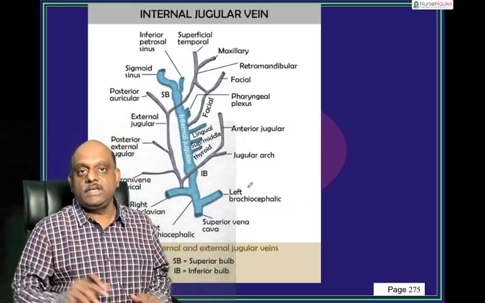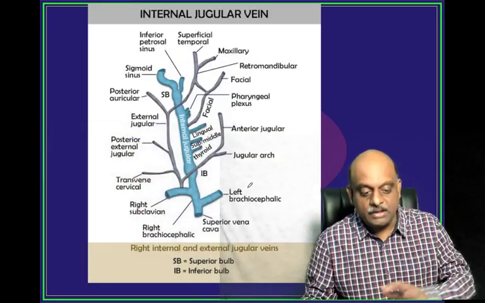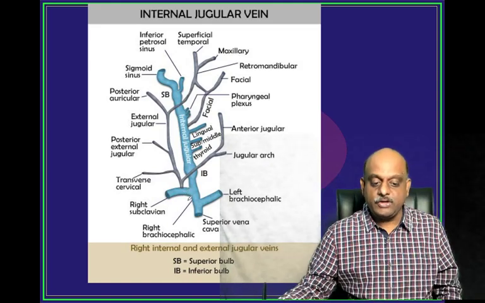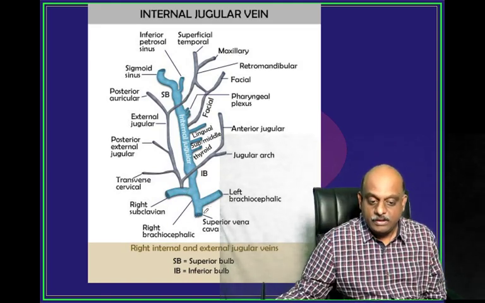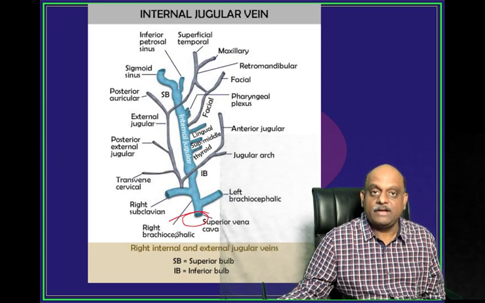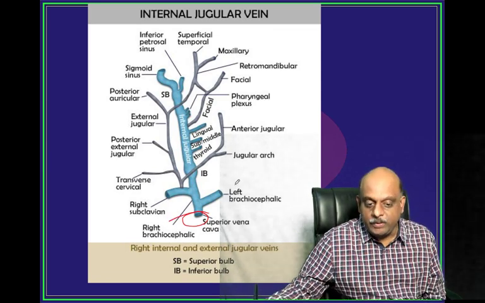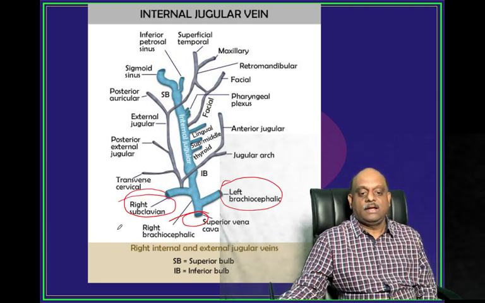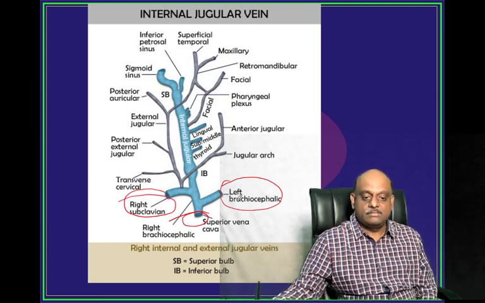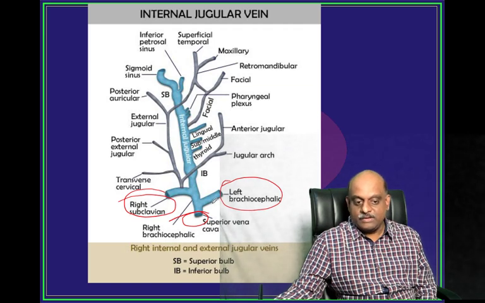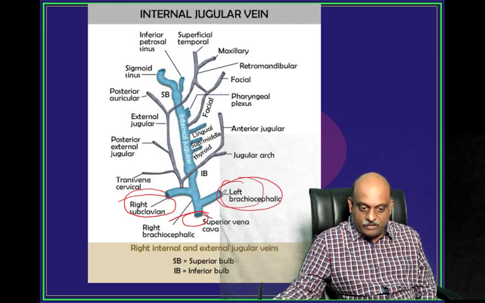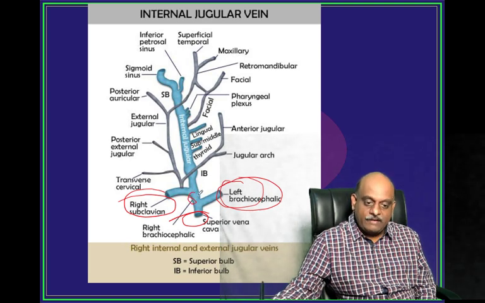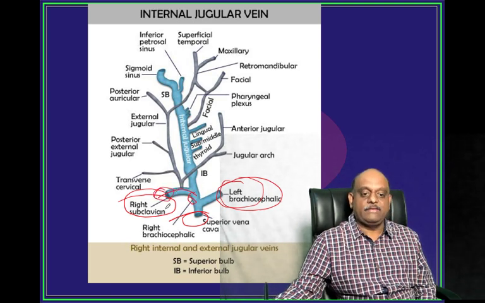So once more, this is a very important graphic that you have to be very sure about. See, this is the superior vena cava. Who is draining into it? Left brachiocephalic and right brachiocephalic, and from that coming the right subclavian.